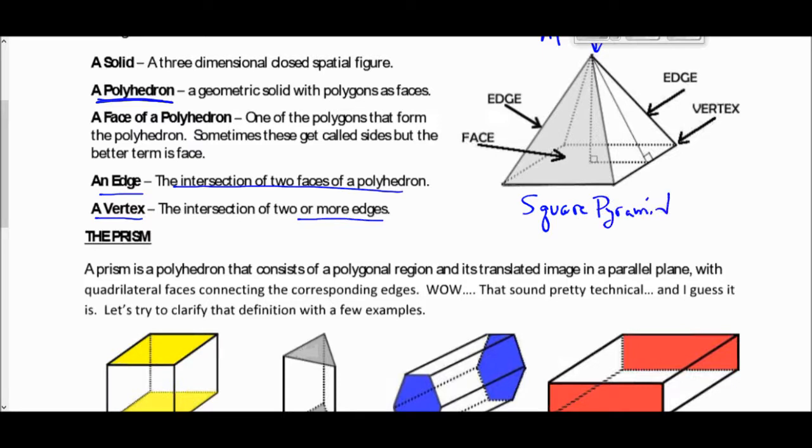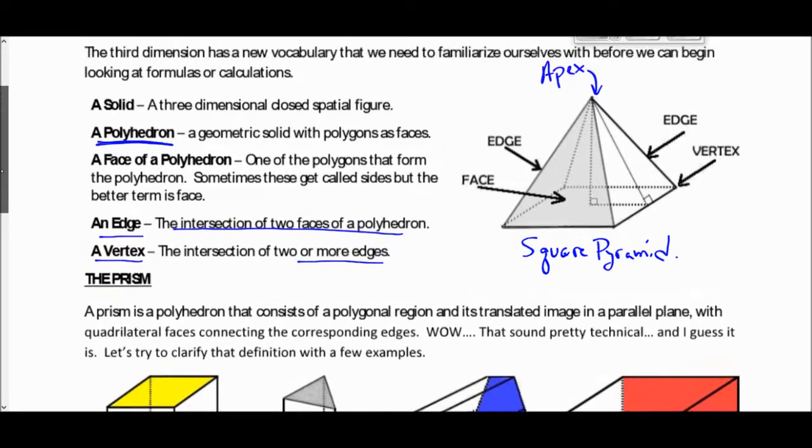And the height of the pyramid is the distance measured from the apex to the base, and it has to be perpendicular. So notice it's perpendicular, okay? Notice that that is the height of this particular pyramid. We'll get into more of that later, okay?